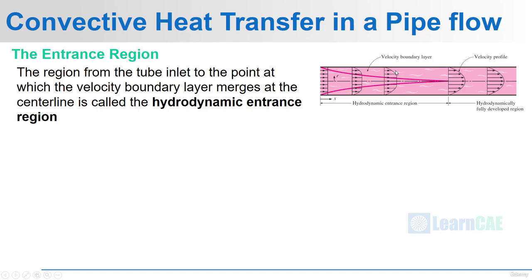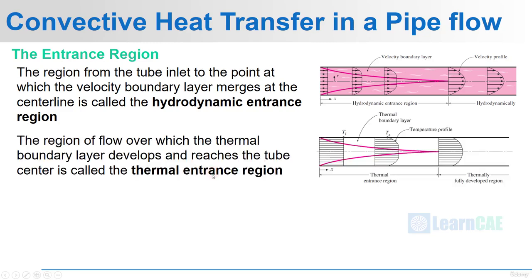Okay, this is with respect to velocity boundary layer, and next we shall see with respect to temperature boundary layer. The region of flow over which the thermal boundary layer develops and reaches the tube center is called the thermal entrance region. Similar to the previous case, at the inlet the temperature profile is uniform from the center to the outer walls. As the flow progresses, the temperature profile becomes constant.